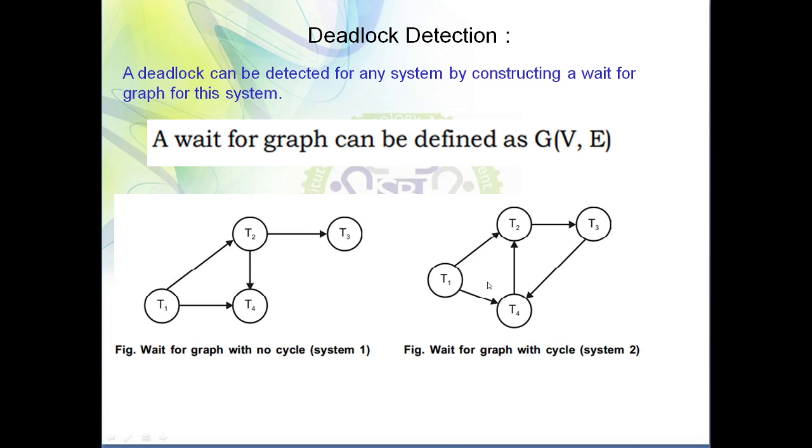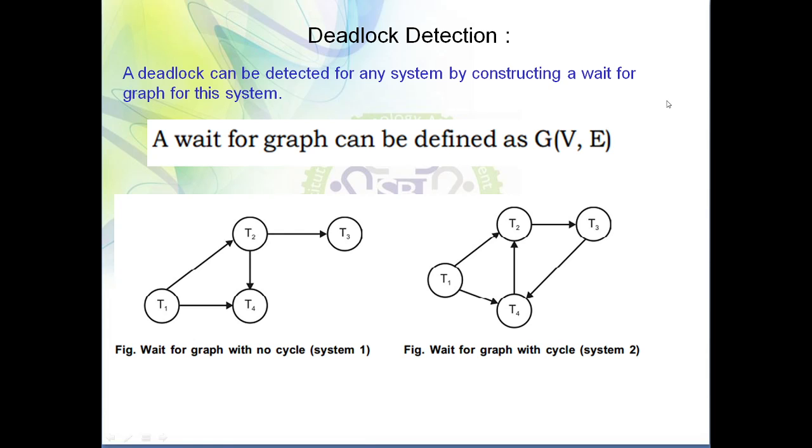But in this case a deadlock occurs. You can see here T1 to T2, T2 to T3, T3 to T4, and from T4 to T2. So here a cycle occurs, so we can say that there is a deadlock.